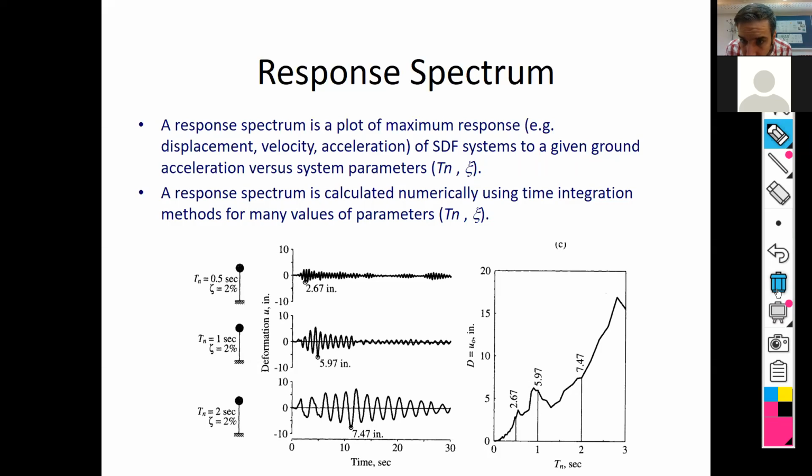Does it relate to the frequency of the earthquake? No. This is the frequency. So there's a question in the chat. What is Tn? Tn is the natural period of vibration of the structure. Okay. So you remember the frequency of the structure is the square root of the stiffness divided by the mass, right? So the period of vibration is 1 divided by f.